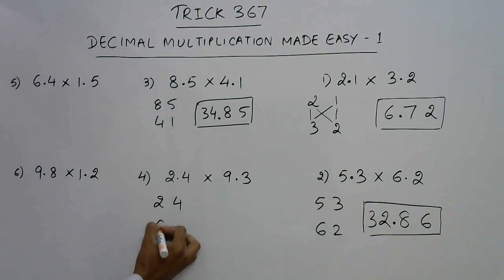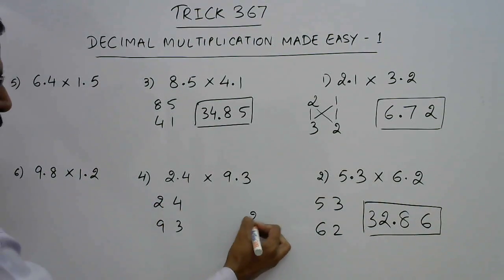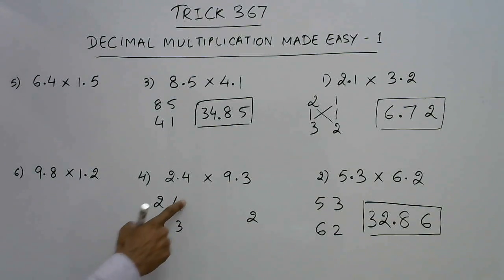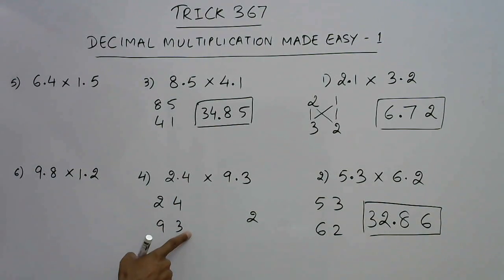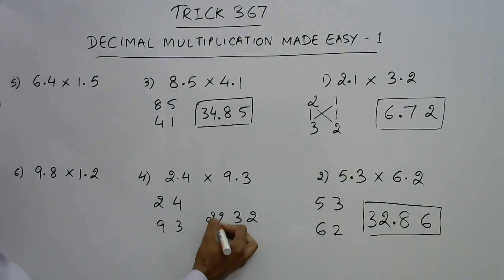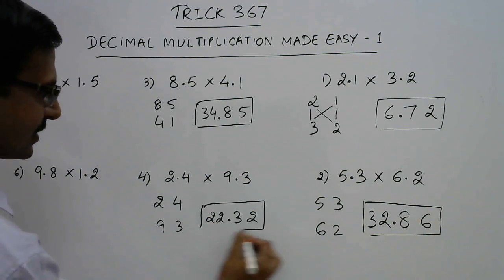24 and 93. 4 3s are 12. 2. You have a 1 carry. 36 plus 6 is 42 plus 1 carry, 43. 3. Now you have a 4 carry. 9 2s are 18 plus 4, 22. 22.32 is the answer.